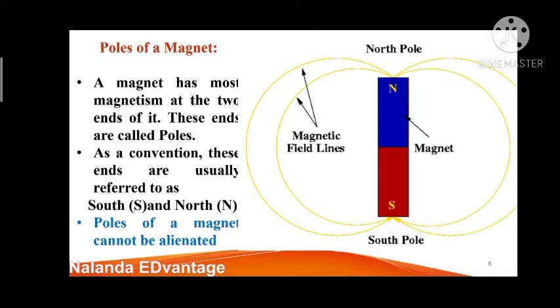Now, a very important thing we need to learn is that the poles of a magnet cannot be separated, which means you can never separate the poles of a magnet. They will always remain together. You will always find a north pole and a south pole. Even if you break a bar magnet into two pieces, the two pieces will automatically each have a north pole and a south pole. Similarly, if you cut the pieces again into two, now you have 4 magnets, and all 4 magnets will have both a north pole and a south pole. So it is impossible to separate the poles of a magnet.